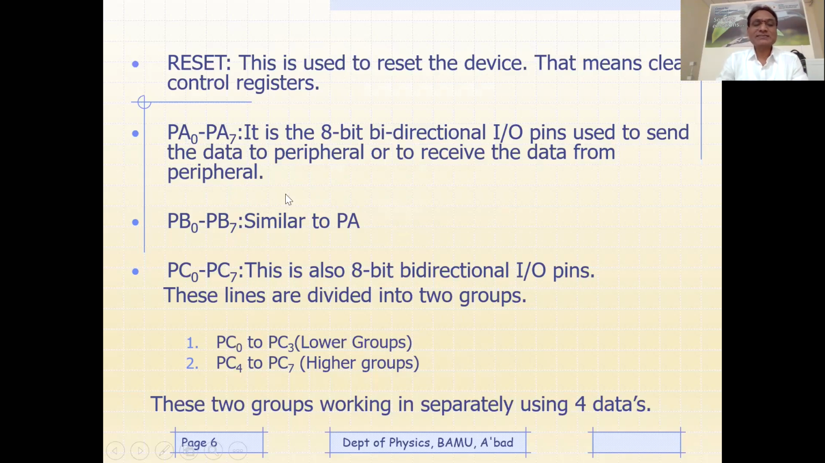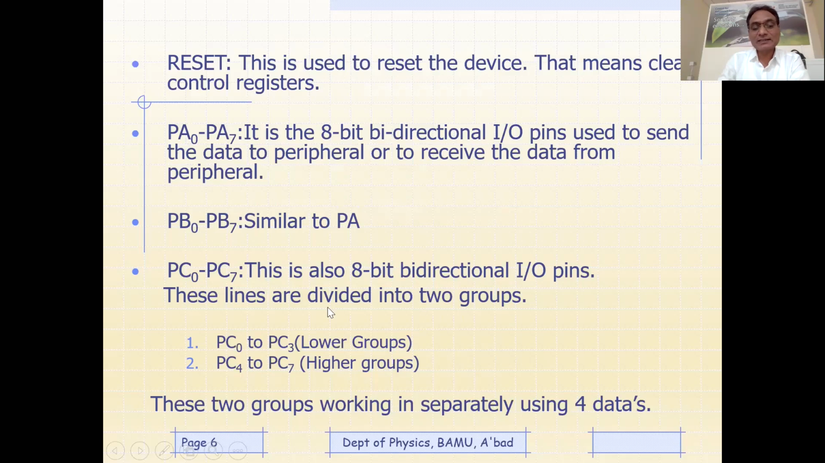PC0 to PC7 is similar to port A and port B, but the difference is that these pins can be split. Port A and port B cannot be split down; all 8 pins are used together. Whereas port C can be divided into two groups: PC0 to PC3, the lower group, and PC4 to PC7, the upper group.